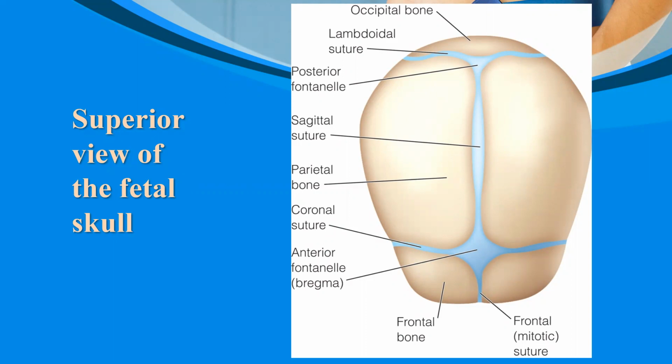Vertex is the area between the anterior and posterior fontanelles. When we say a baby is vertex, we mean that the head is the presenting part, the vertex part of the head. The smallest diameter of the fetal head presents into the maternal pelvis with the vertex going first. It is the most common presentation, and the most common presentation of the vertex is the occiput.